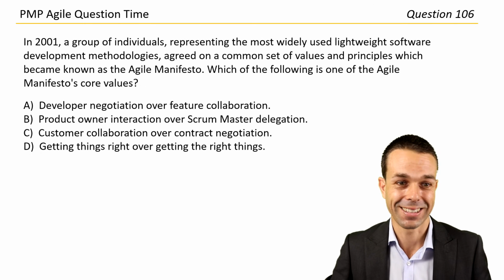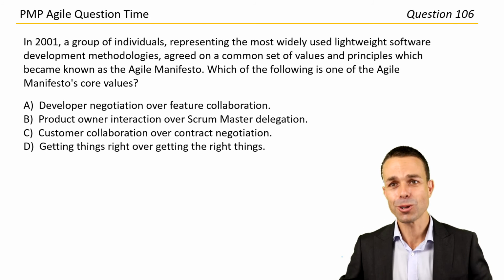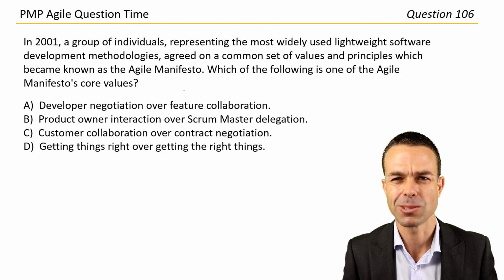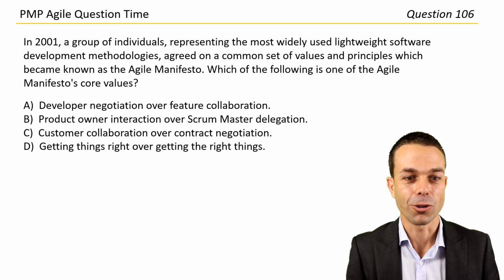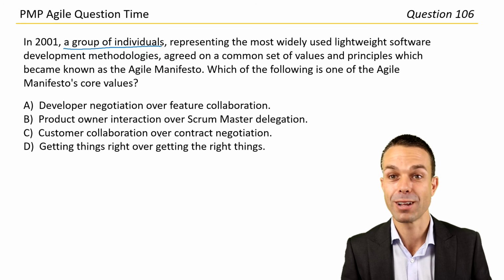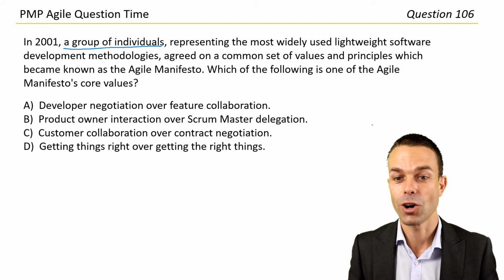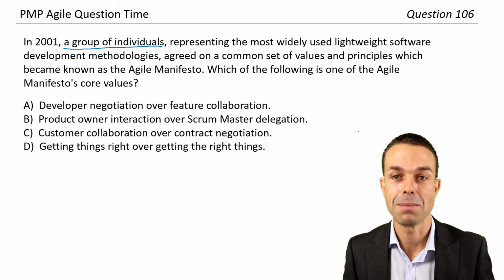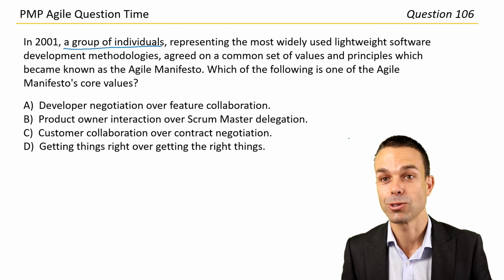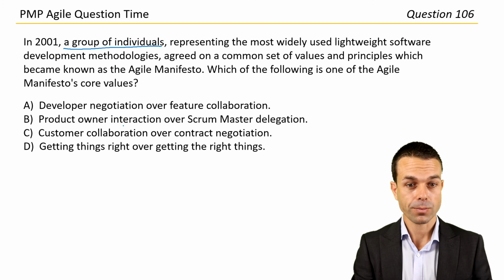You're doing great. In 2001, oh good, it's another where Agile came from. I love these. Okay, these are nice ones to get into as well, aren't they? A group of individuals representing the most widely used lightweight software development methodologies agreed on a common set of values and principles, which became known as our Agile Manifesto. Which of the following is one of the manifesto's core values? Let's have a look.